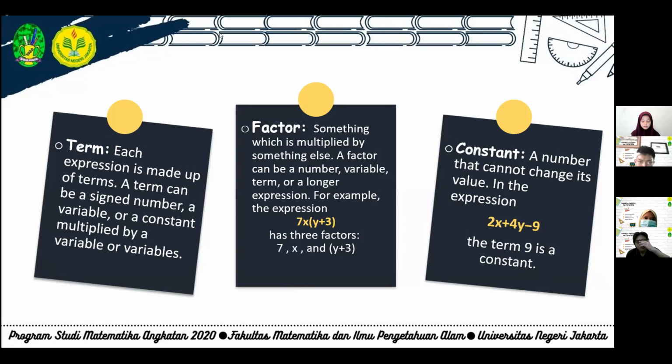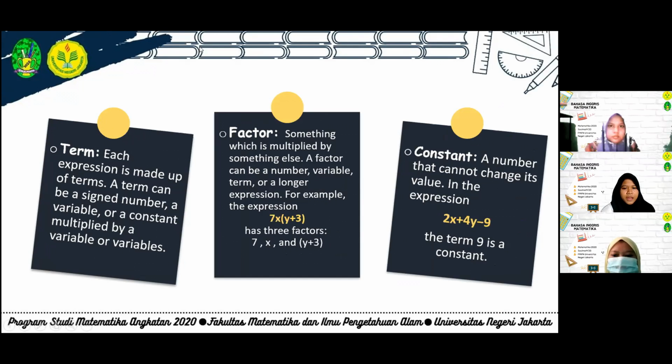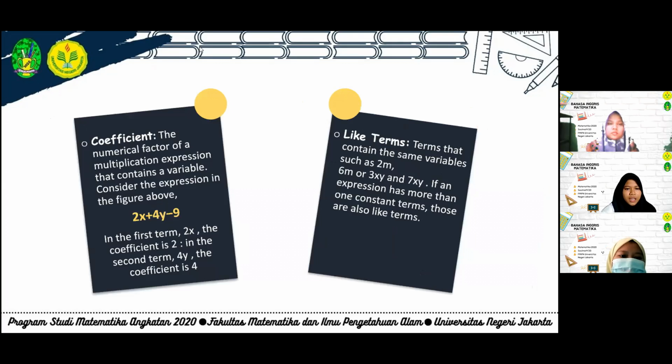For example, the expression 7x times the sum of y plus 3 has two factors: 7x and y plus 3. And a constant is a number whose value does not change. In the expression 2x plus 4y minus 9, the term 9 is a constant. Next. What is a coefficient and what are like terms?